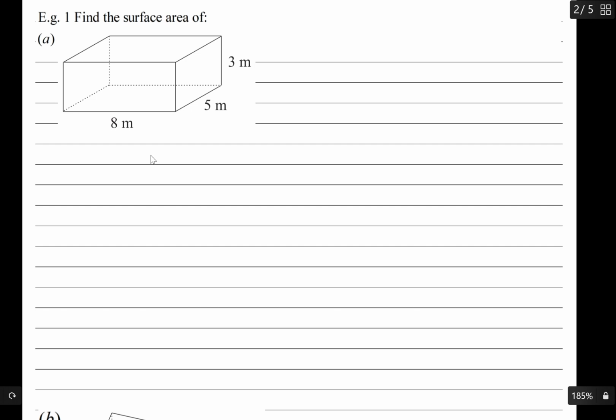So the surface area, which we're calling S, I might start off by saying, well, that's going to be 2 lots of this face here. So 2 lots of 3 times 5. That's this face and this face done. I'll now do the front face, which is 3 by 8. That face there, I want 2 of those.